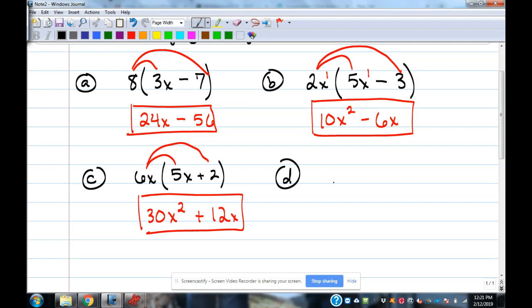Let's get another one. Let's say we had negative 4x squared times 10x minus. Let's just do 12. Take the x off of it. That'll work fine. Still a monomial times a binomial is what we're doing here.